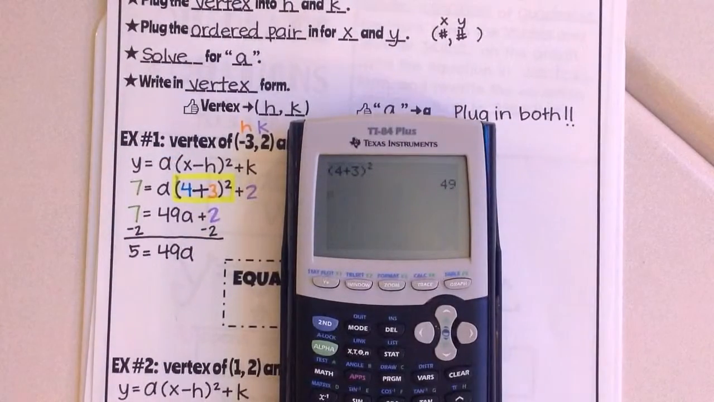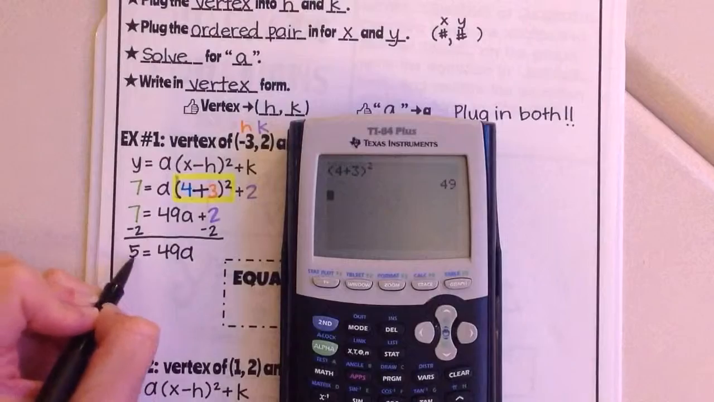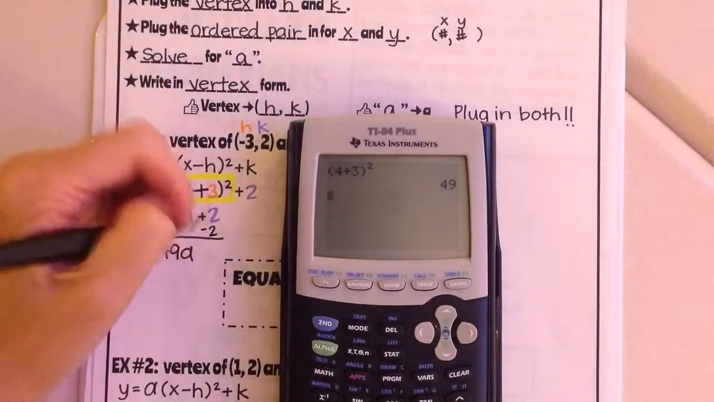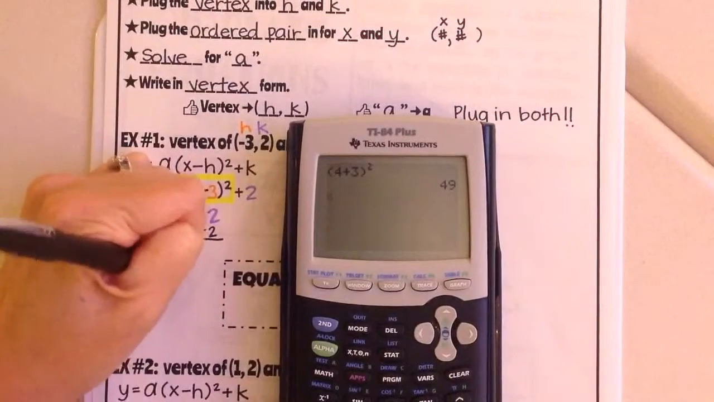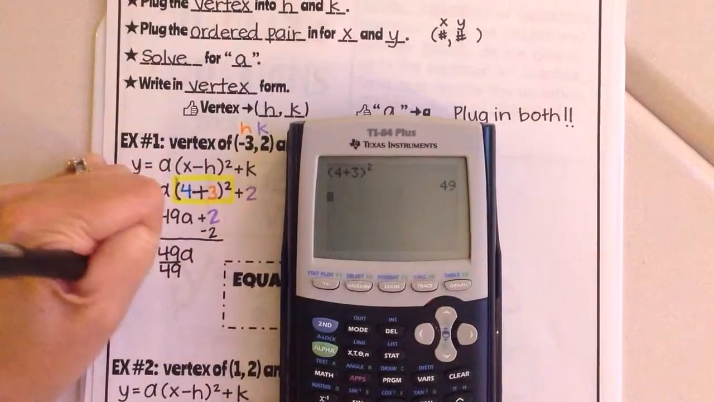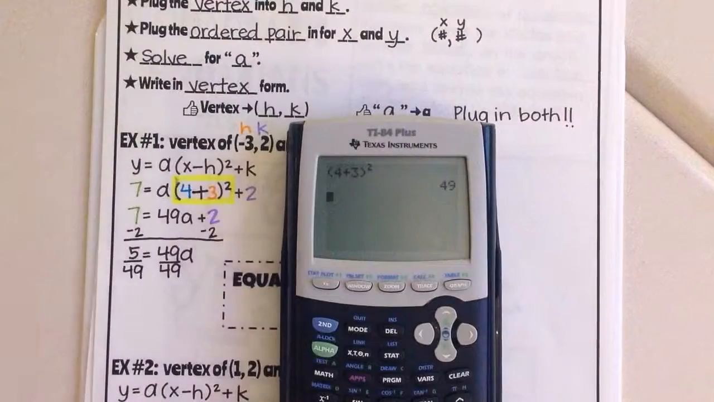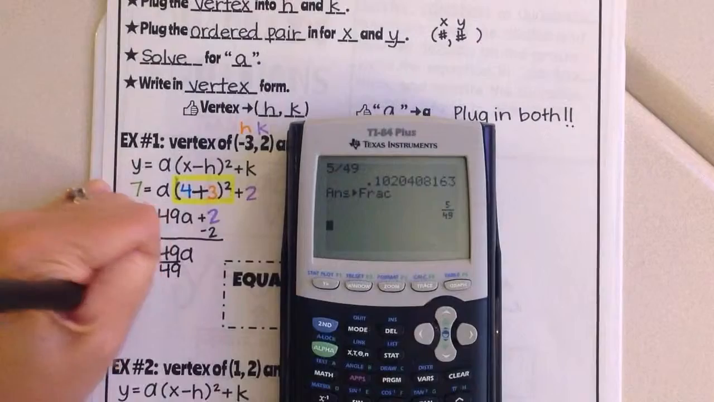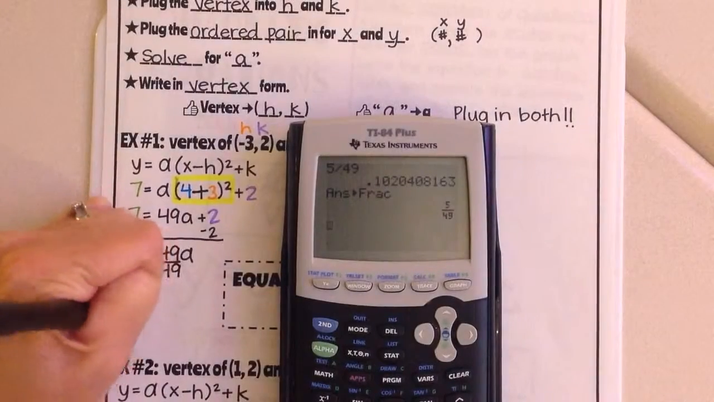And again, to solve for a, I'm not going to divide by 5. 5 is not being multiplied by a, the 49 is, so I have to divide both sides by 49. Because remember, I want to get 1a. And if I do 5 divided by 49 in my calculator, I'm going to get a decimal, so I'm going to change that back to a fraction. So math 1, enter. And that's going to be 5/49 equals a.